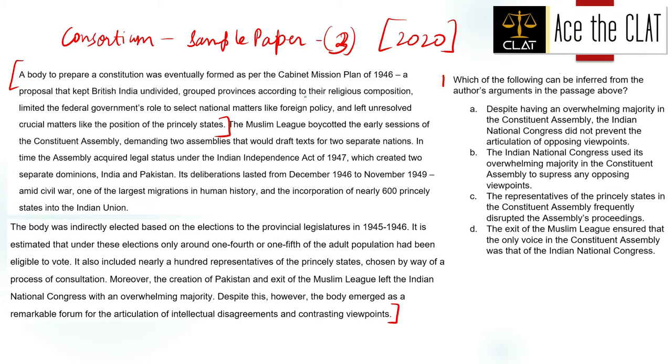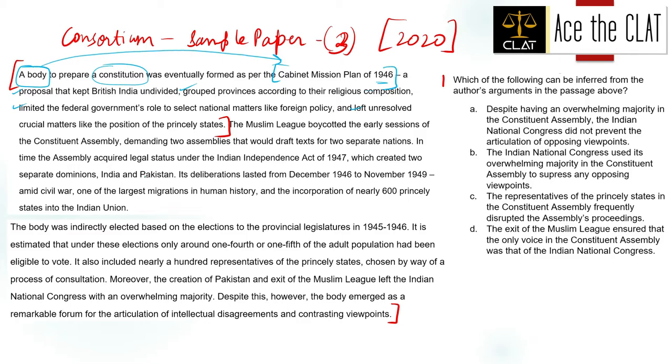Pehle sentence se, there is this cabinet mission plan and there is this body, right? A body was formed as per the cabinet mission plan to prepare the constitution of India. 1946 ki baat ho rahi hai, obviously constitution of India ki baat ho rahi hai, right? And cabinet mission plan was a proposal that had these three or four characteristics, right? It kept British India undivided, grouped provinces, limited the federal government's role to select national matters like foreign policy, and left unresolved crucial matters.